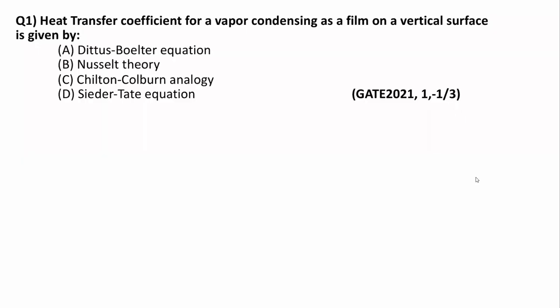Okay, kudos to everyone who could find out B, Nusselt theory, as the correct answer. So let me give you a brief about each of the following equations. This Dittus-Boelter equation is used for the flow through pipes to find out the convective heat transfer coefficient h. In the turbulent case, Sieder-Tate is also used to find out h for the flow of fluid.